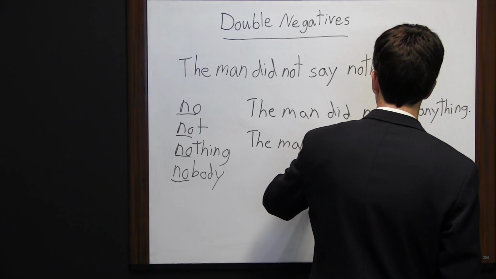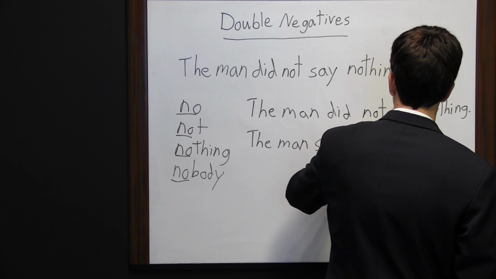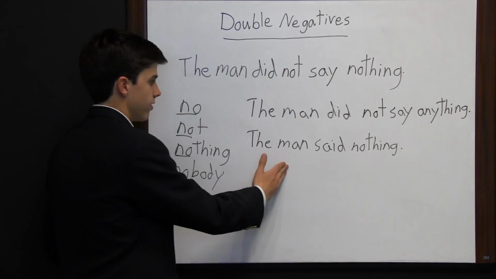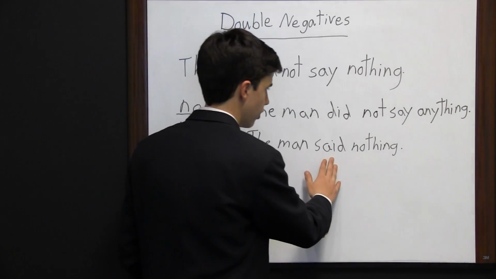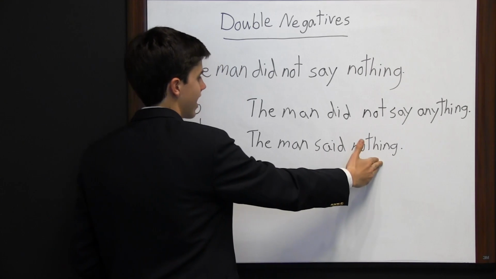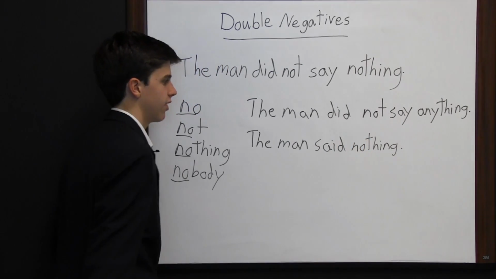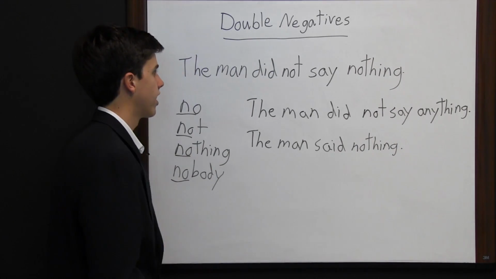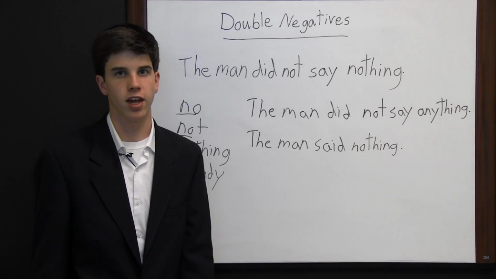said nothing. Here you have the subject of the sentence and then the verb, and you're saying that the person said nothing. So there's only one negative in that sentence. So those are two possible remedies to the problematic double negative sentence right there.